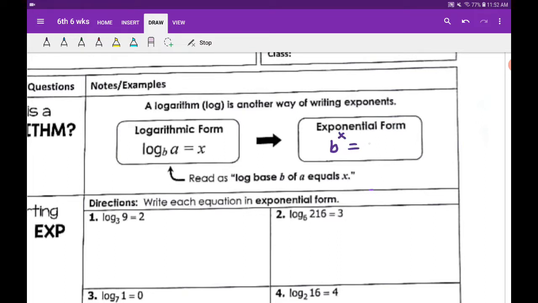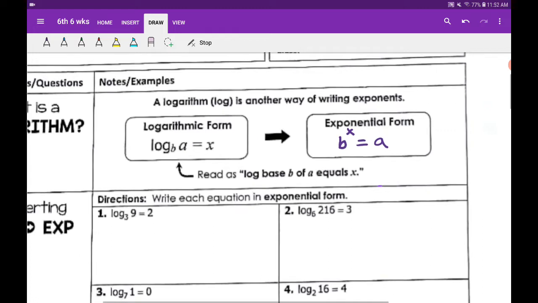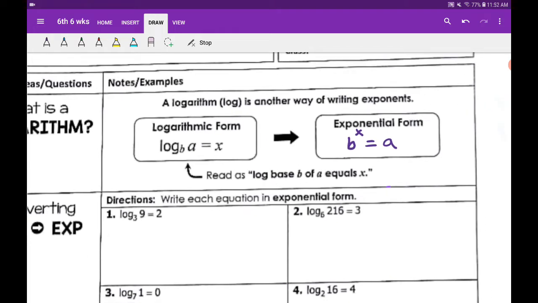Then we have a number a, which is something we call the argument. Basically it's usually just a number. It could be an exponential, but you can call it different things. So there is our conversion from log to exponential form.